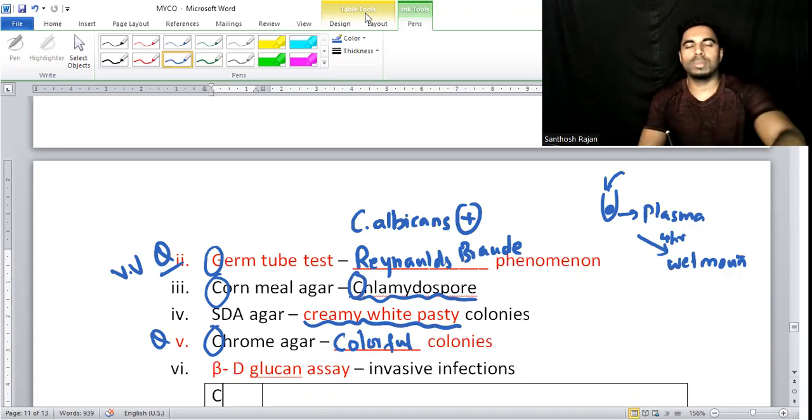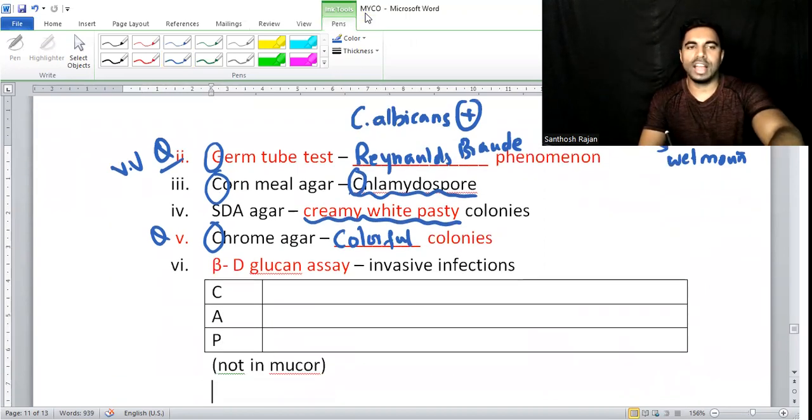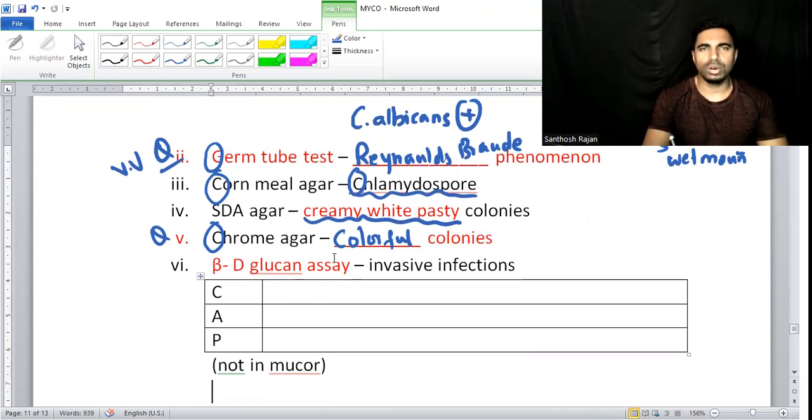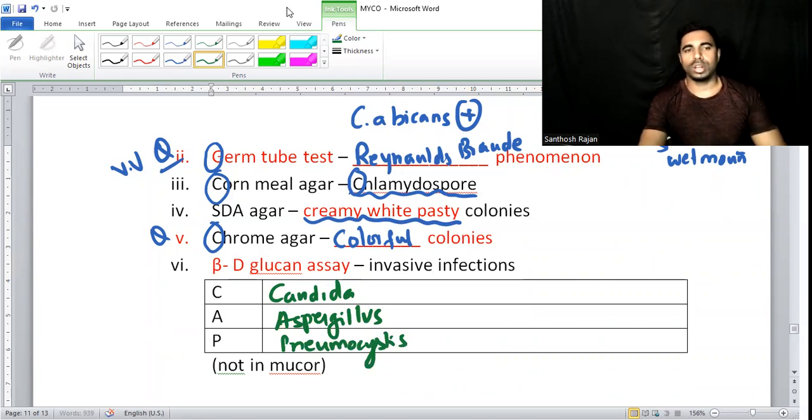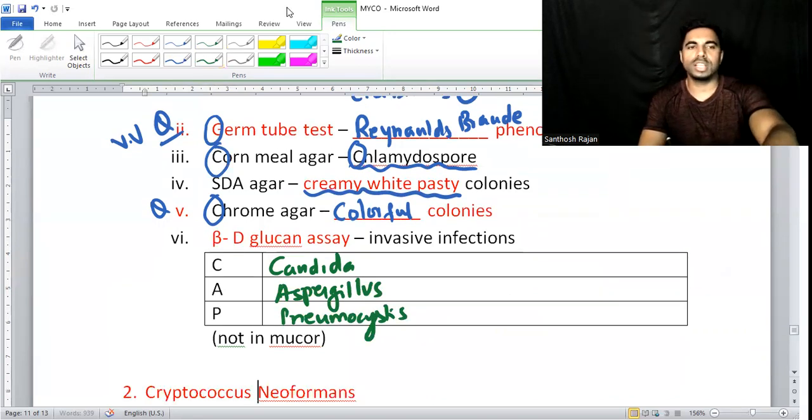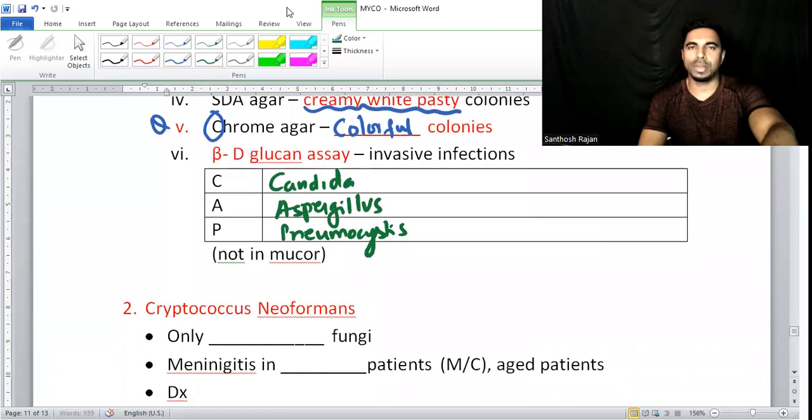And of course, we have the beta-D-glucan assay, a special assay. We do an ELISA test for this. Beta-D-glucan is not specific for Candida, it is for three things. What are the three diseases? Candida, Aspergillus, and another one is Pneumocystis. But not for Mucor. It's not for Mucor, it's only for these things: Candida, Aspergillus, and Pneumocystis. That's it. Okay, CAP. Beta-glucan, CAP. Okay. Yes.